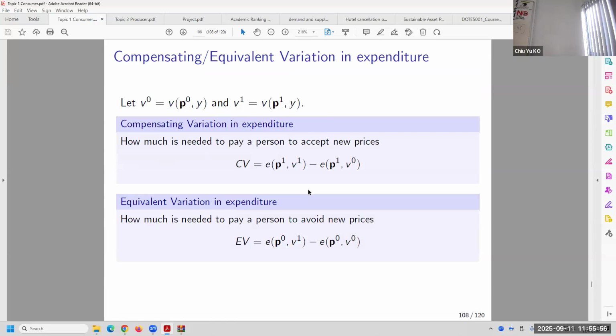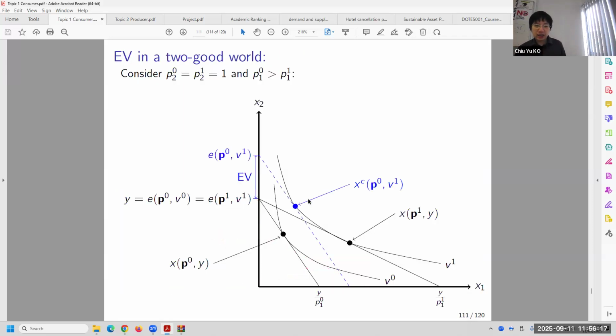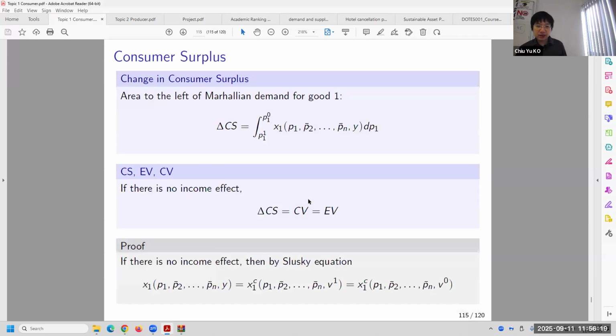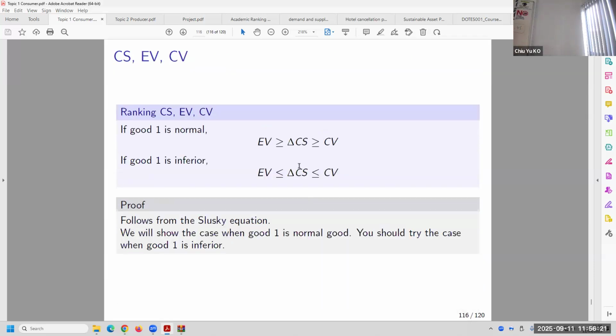And the difference like this, but I don't want to go to this because it can be very confusing. But what I say is there are two ways to measure this, and it's measured based on expenditure, how much, in money terms. And what I want to say is consumer surplus is always in between these two different measures, and depends on inferior or normal.